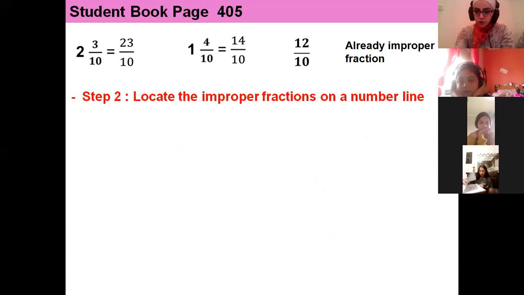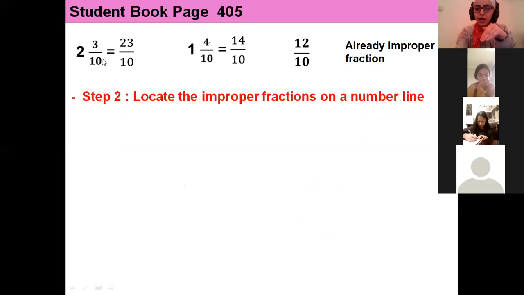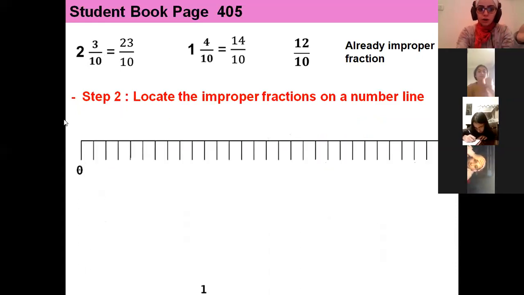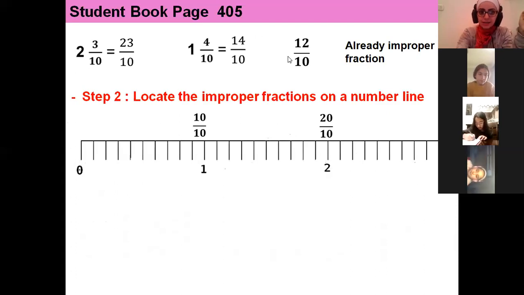We have 0, 1, 2. But don't stop at 2 because it's 2 whole and 3 out of 10. So we write 0, 1, 2, which is 2, and 3. Now look, how many spaces between each number? 10 spaces, because the denominator is 10. So we put 10 spaces.